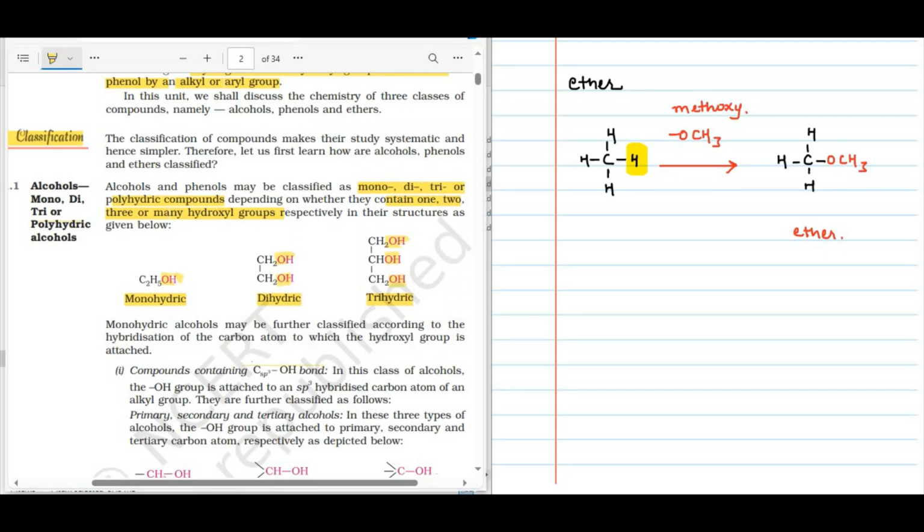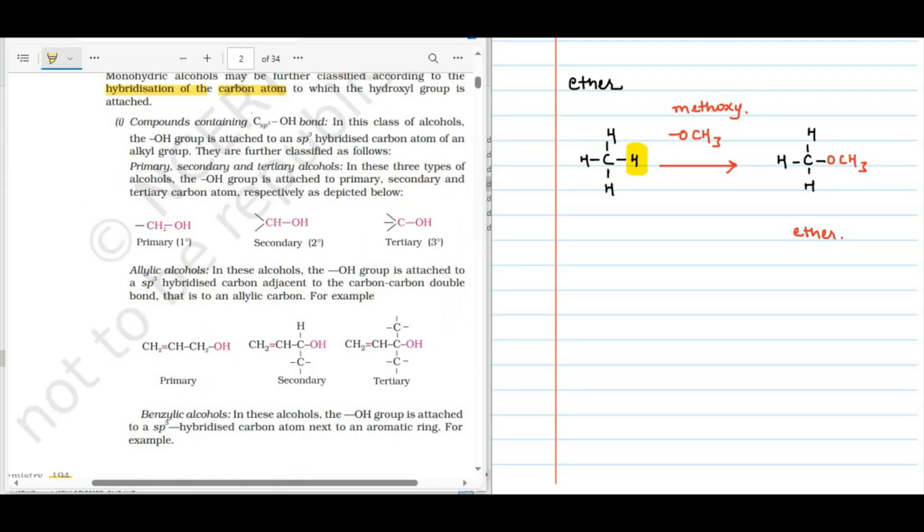Monohydric alcohol may be further classified according to the hybridization of the carbon to which the hydroxyl group is attached. The first class is the compound containing an sp3 hybridized carbon and OH bond. In this class of alcohol, the OH group is attached to the sp3 hybridized carbon of an alkyl group. They are further classified as follows: primary, secondary and tertiary alcohol.